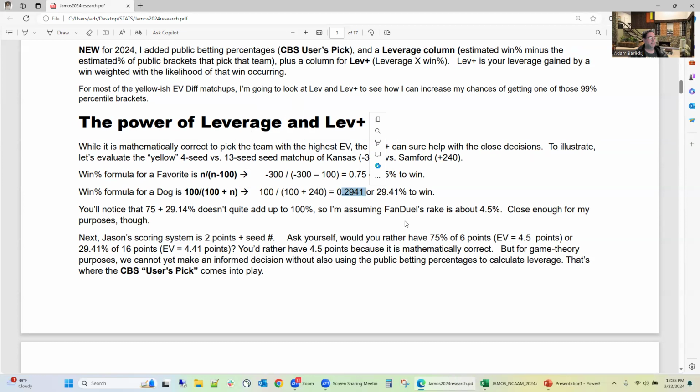Now you notice that doesn't quite add to 100%, it's a little bit over. From what I gather, it almost always is about 104.5%. So I think FanDuel's rake, where I got the odds from, is about 4.5%. But it's close enough for our purposes. We're using this to estimate.